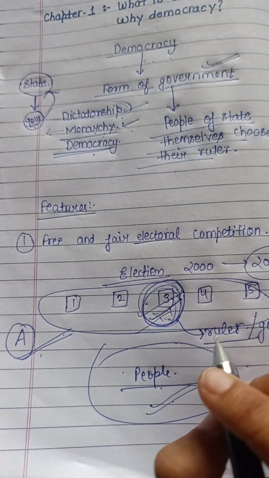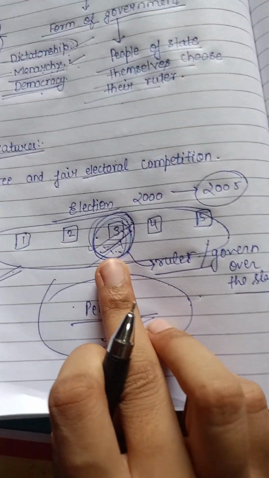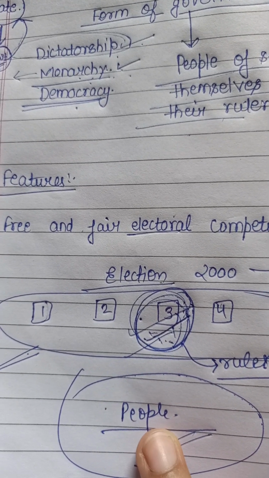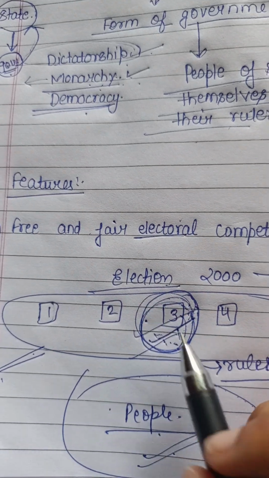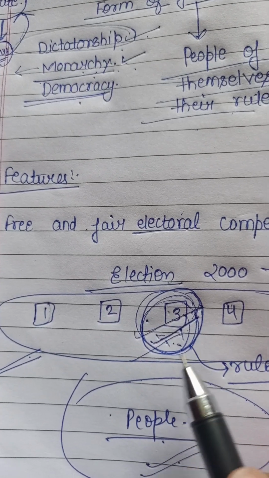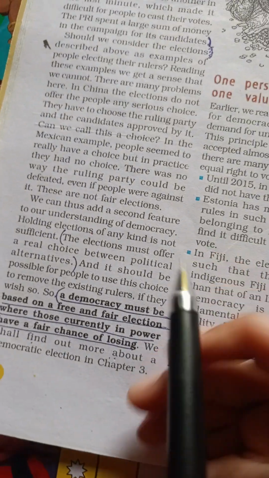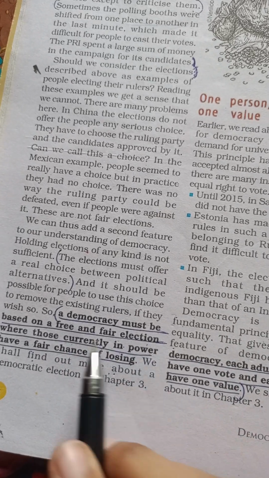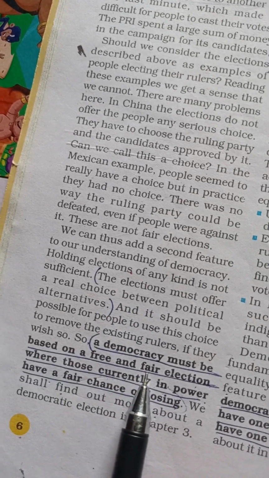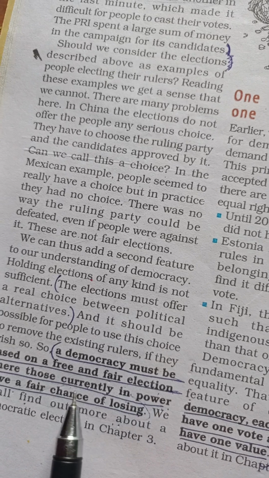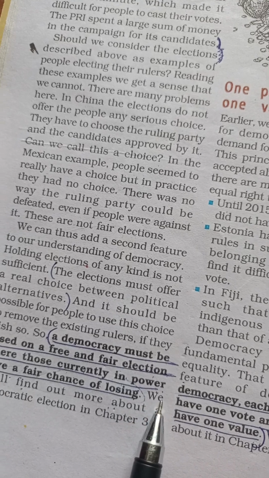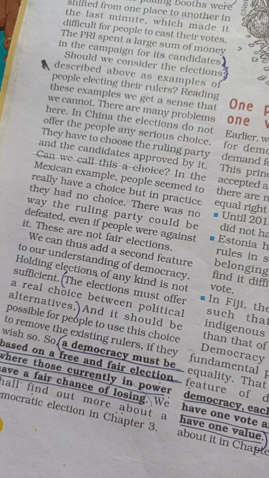What does this mean? This does not mean that contestant 3 should necessarily lose the election. It is for the people. If people again trust contestant 3, then only he should win, otherwise he should lose the election this time. That is why it is written that democracy must be based on free and fair election where those currently in power have a fair chance of losing. Once you are elected, you got power in your hands, but if you misuse the power and did not stand upon the trust of the people, then next time there should be a fair chance of losing.